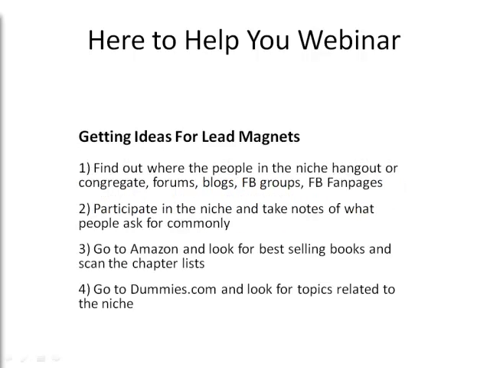Now, let's talk about getting ideas for lead magnets. There's several different ways that you can get ideas on what to create a lead magnet about. The first thing you'd want to do is find out where the people in the niche are hanging out and congregating. And this is usually forums or blogs, and it could be Facebook groups or fan pages. Basically, you could go to any search engine and just type in the niche and then forums, or niche plus blogs, and you'll find them.